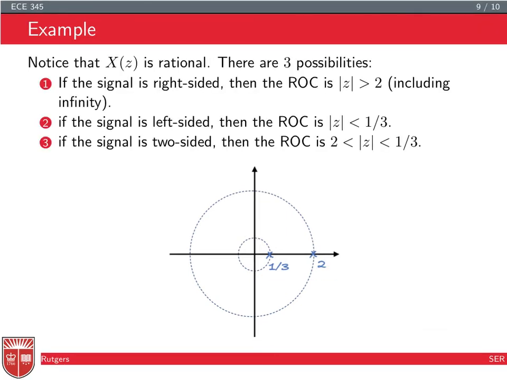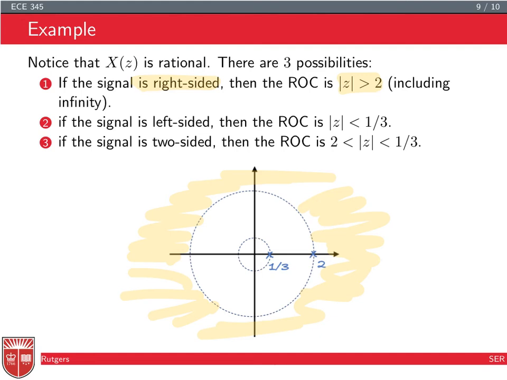Now the analysis is easy because all we have to discuss is the nature of the signal and then the implication on the ROC. So if the signal is right-sided, so here I'm going to color the ROC in yellow, we know that the ROC is going to be the exterior of the circle going through the pole at 2, because it is the pole that has the largest magnitude. So this would be the ROC here.